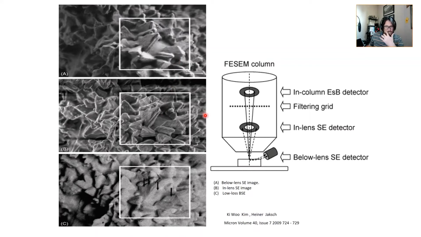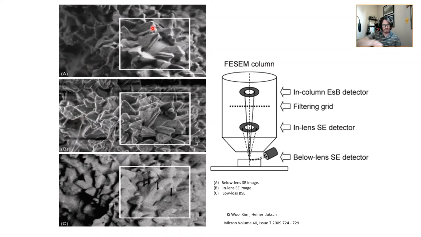Okay, and so in lens SE, we get a lot of different information. And sorry, this is a low loss backscatter image. So they're looking at chemical. And it's also important if you have a SEM with multiple detectors to look at images from the different detectors side by side, because you never know what information is going to jump out at you. So A, below lens SE image. So this is a secondary image. This B is the in-lens secondary image. And right away, we see a higher fidelity in terms of the detail, particularly here.